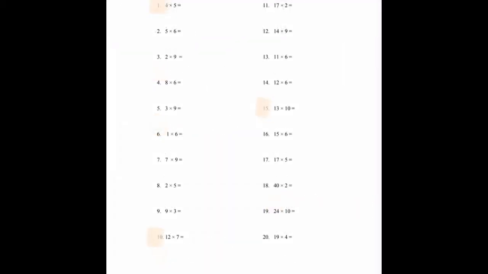The third topic that we're going to be going over is multiplication. I'm going to be going over numbers 1, 10, and 15. So if we look at number 1, it's 4 times 5. You can either do multiplication through memorization, but if you don't have them memorized, you can also draw it out. So for the first one, 4 times 5, you're going to be drawing 4 circles and 5 pairs of those circles.